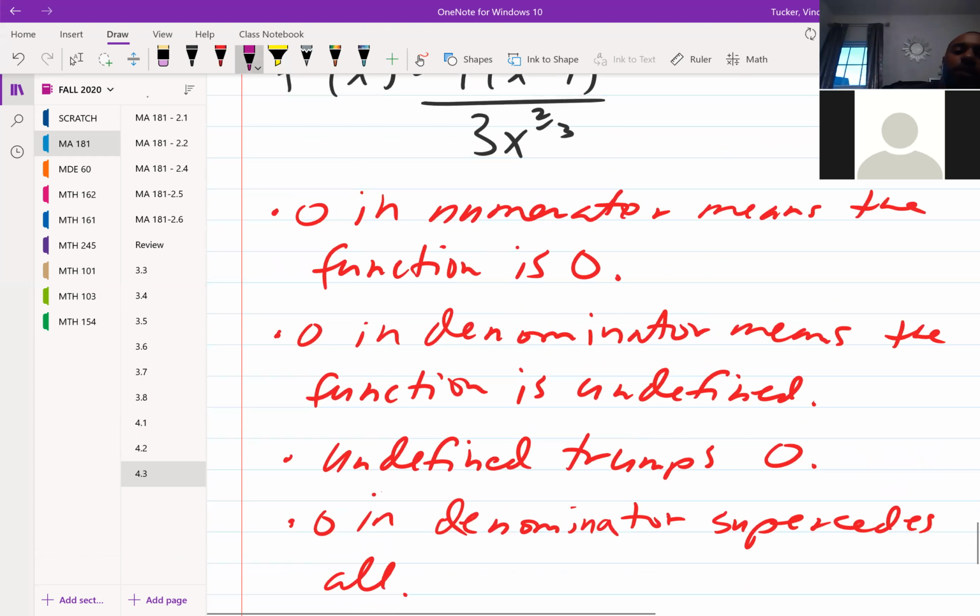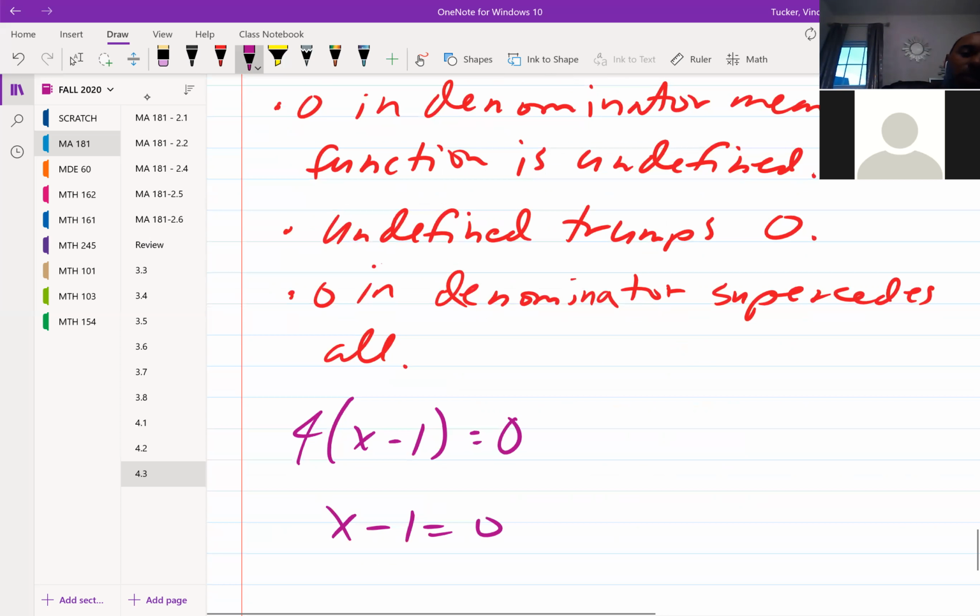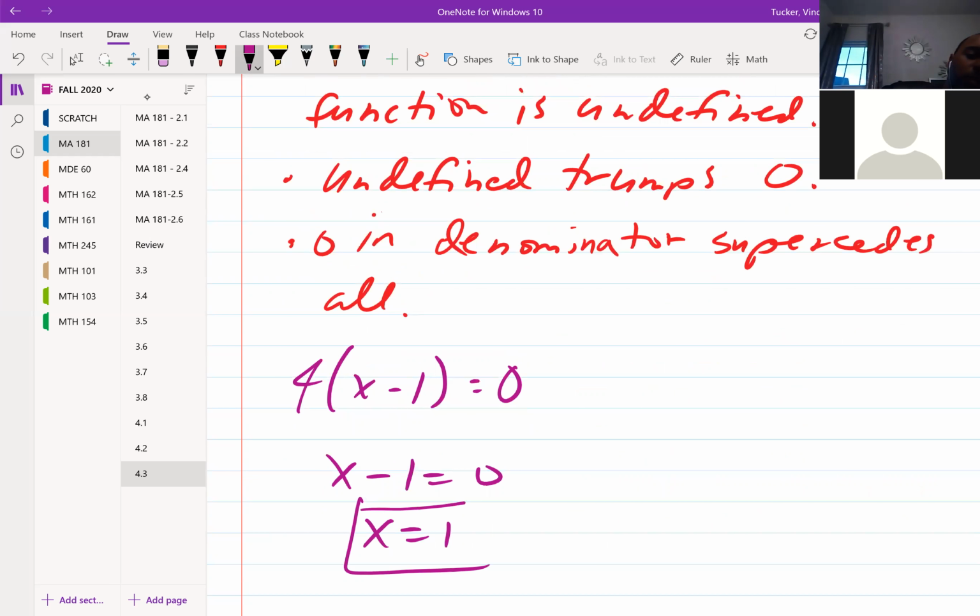So looking at my function, if I look at my numerator to solve when it is equal to 0, all we're doing is looking at x minus 1 equal to 0. So x equal to 1 is one of my critical points. This is coming out of the numerator being equal to 0. Then looking at the denominator equal to 0.